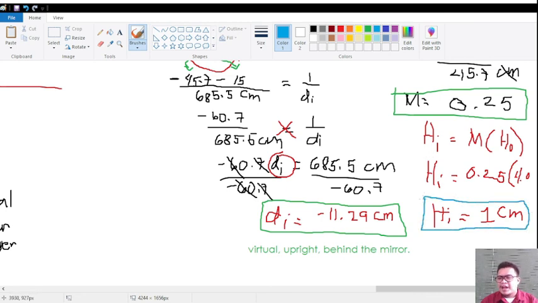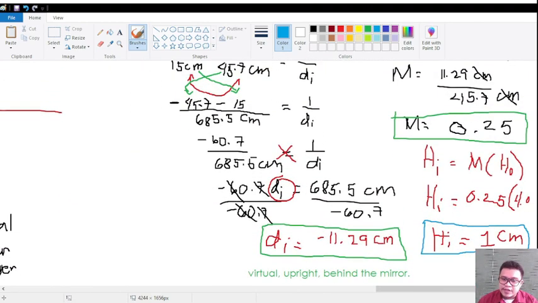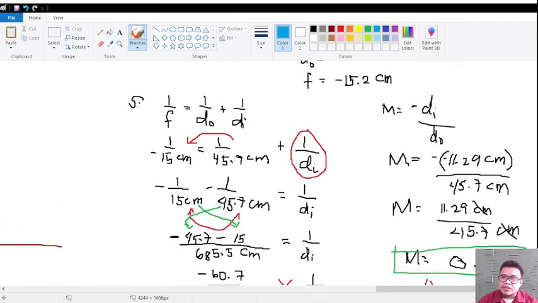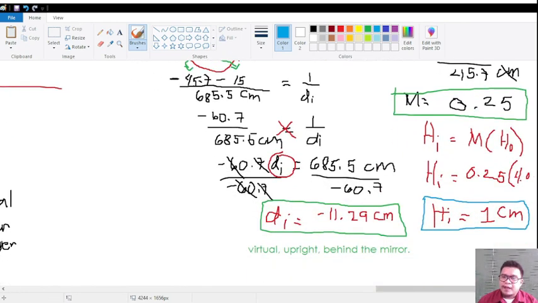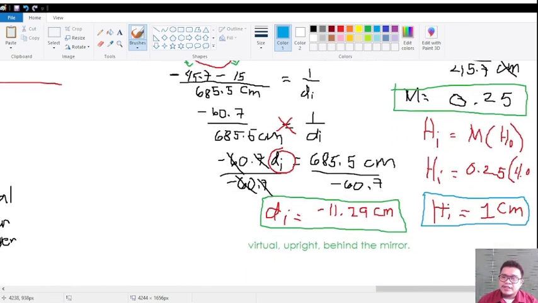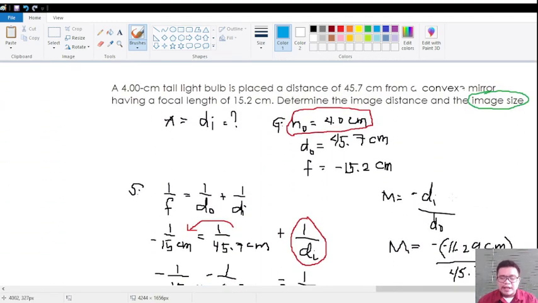If you are asked how much is the height of the image, all you need to do is follow these steps. From the start, we used the mirror equation to get the distance of the image. From that, since we got our di, we solved the magnification equation to get the magnification number, or how much bigger or smaller the image is from the object. From that, we can calculate the actual size of the image. That is how we calculate step by step and use the mirror equations and magnification equations in our solutions.